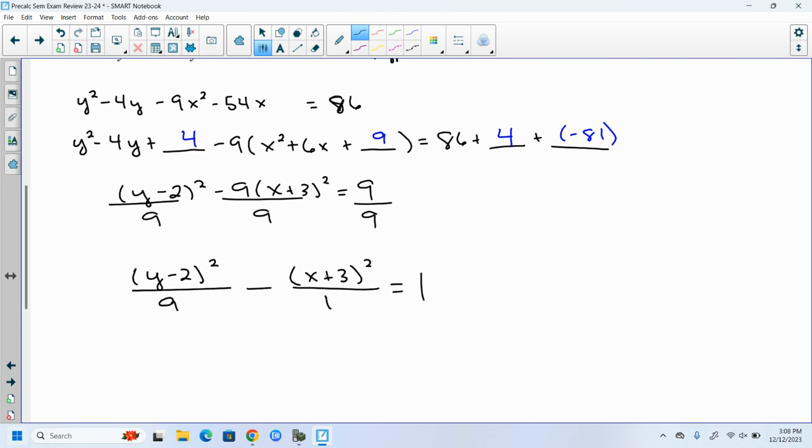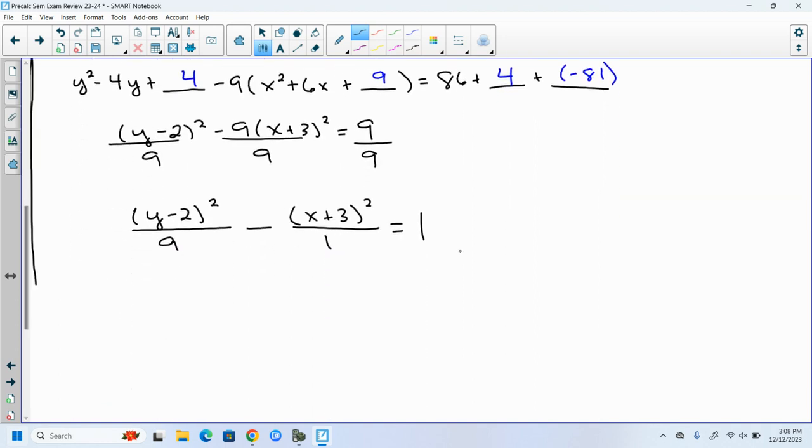Okay, now I could have just written that as x plus 3 squared, but I put it over 1, so I'm just leaving that for now. What did I say? We had a hyperbola? Yep, so we got a hyperbola for that.